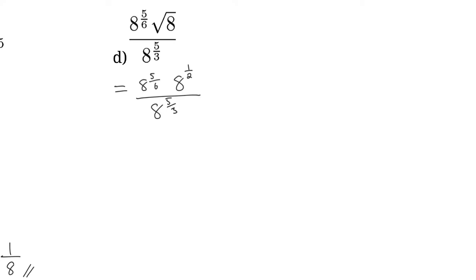And using our exponent laws, when we multiply two things with the same base, we need to add our exponents. So off to the side, we need to add 5 over 6 plus 1 over 2. And then when we're dividing by something that has the same base, we need to subtract our exponents. So then we need to subtract 5 over 3. Now these are all rational, they're fractions, so we need to have the same denominator. So our lowest common denominator is going to be 6. So we need to multiply this second fraction by 3, and then we need to multiply this third fraction by 2.